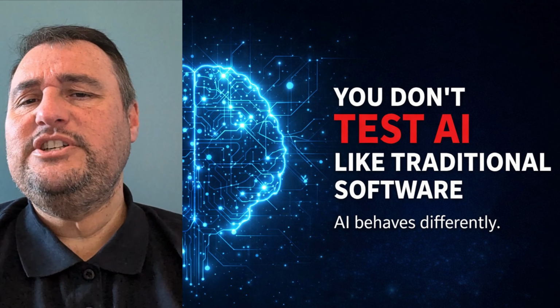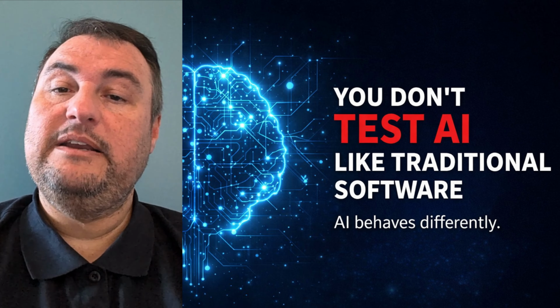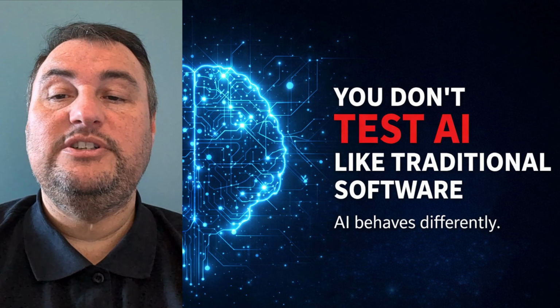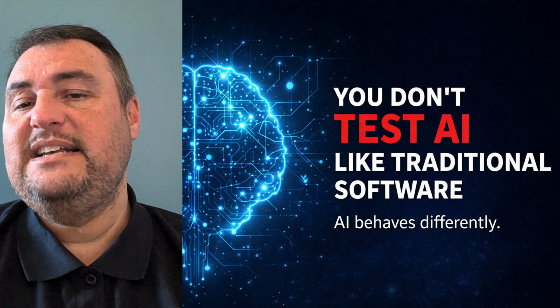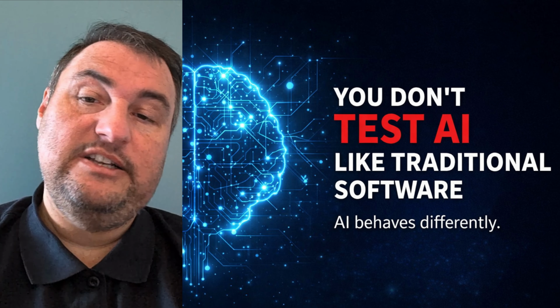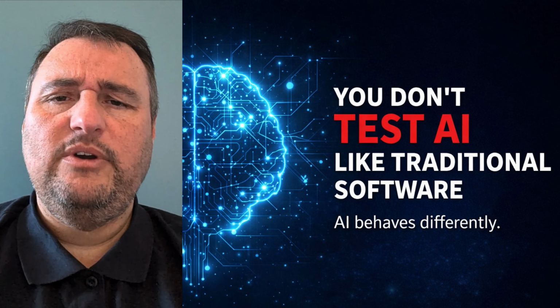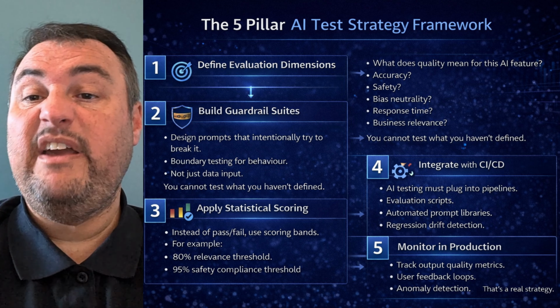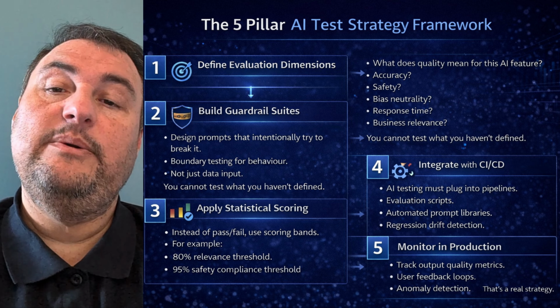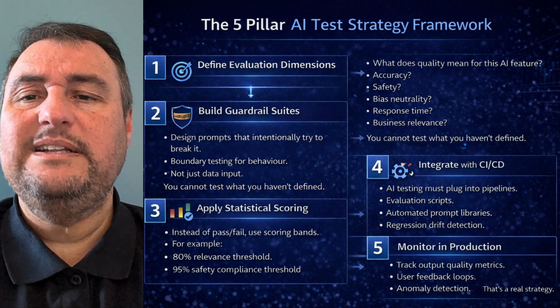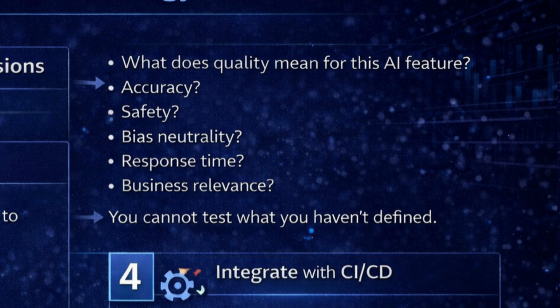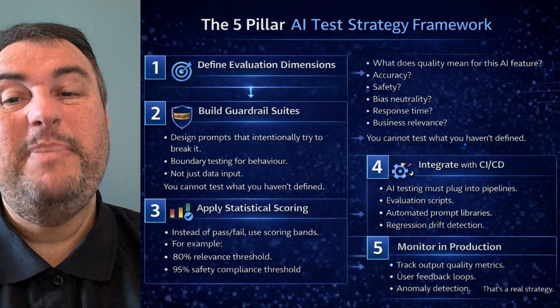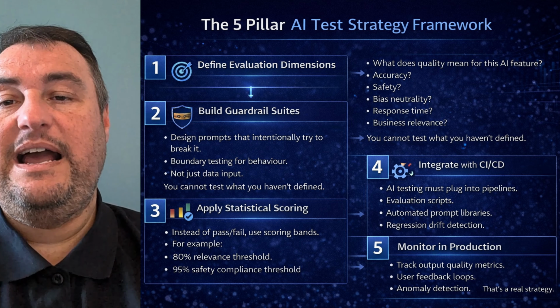So where must a test strategy go deeper? Well, one thing I think most discussions miss is execution design. It's easier to say test AI differently, it's harder to operationalize that. So here's a practical framework I use conceptually. This is what I call the 5-pillar AI test strategy framework. So pillar one is define evaluation dimensions. What does quality mean for this AI feature? Accuracy, safety, bias neutrality, response time, business relevance. You cannot test what you haven't defined.